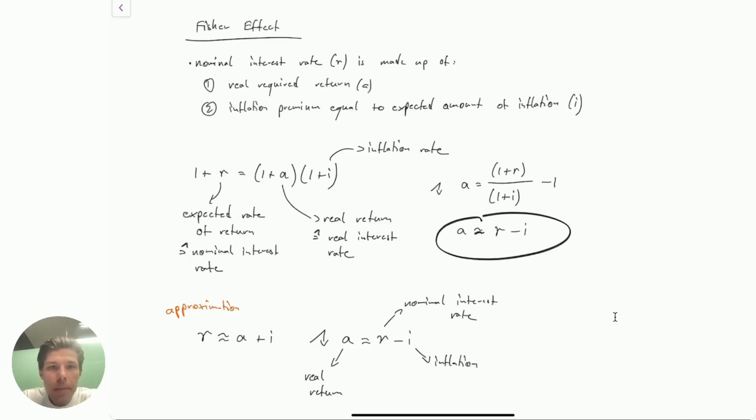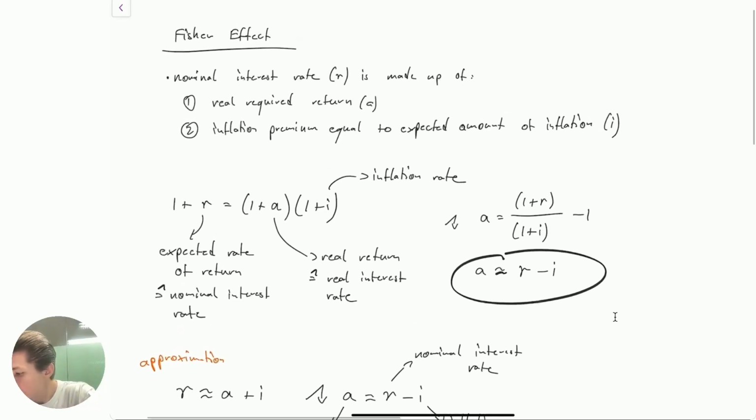And what does it mean? The Fisher effect, proposed by the economist Irving Fisher, explains the relationship between, as said, nominal interest rates, inflation, and real interest rates. And think about this. If you have nominal interest rates, basically the rates you receive from the bank, this component is made up of two areas. One is the real required return, here in our example A, and the inflation premium, I.